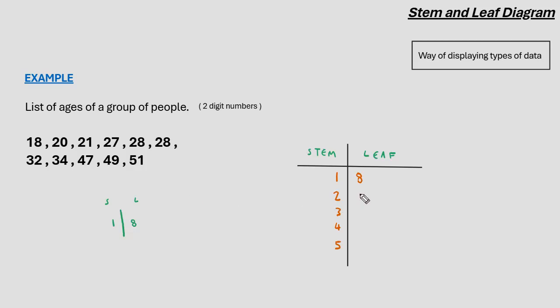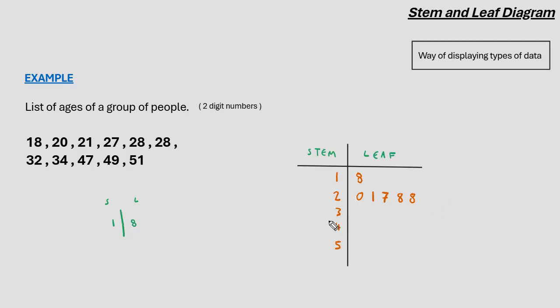We have 20, we also have 21, afterwards we have 27, and 28 twice, and what happens is we just write the 8 2 times. So each digit in the leaf column represents a separate age in the 20s. So in the group of people, there's someone aged 20, another person aged 21, another person aged 27, and 2 people with the same age, 28.